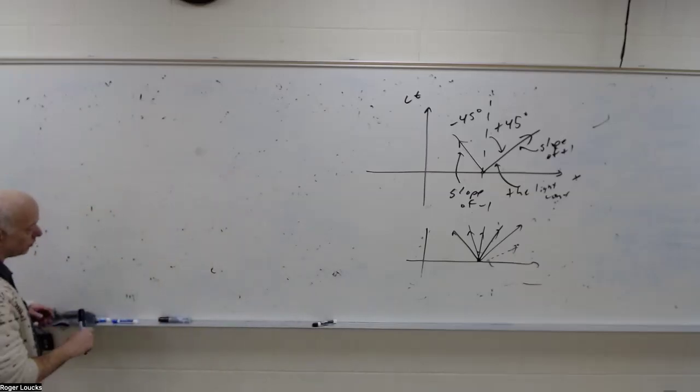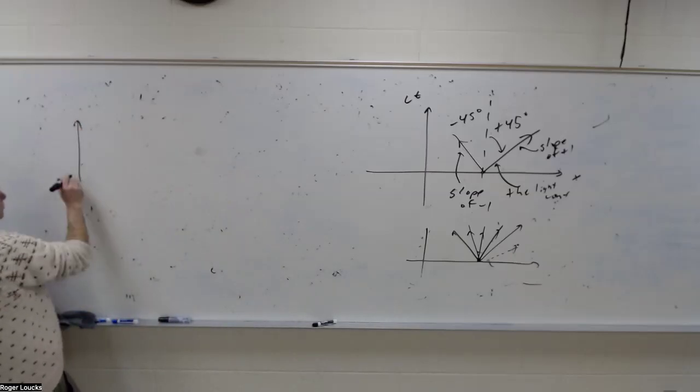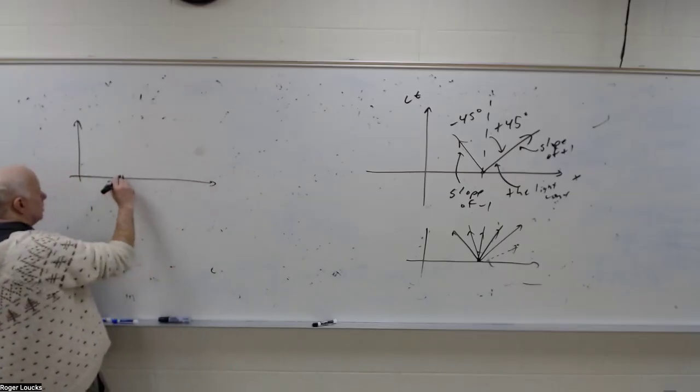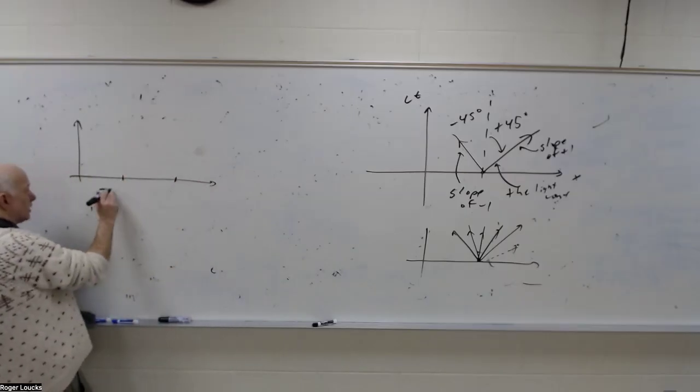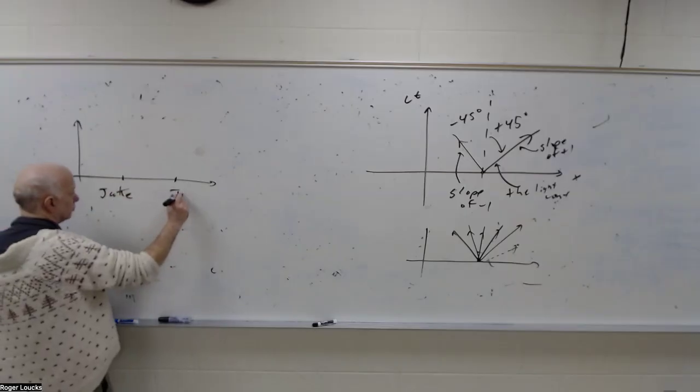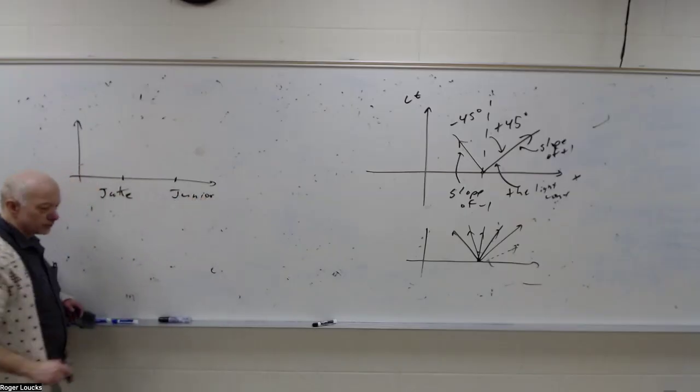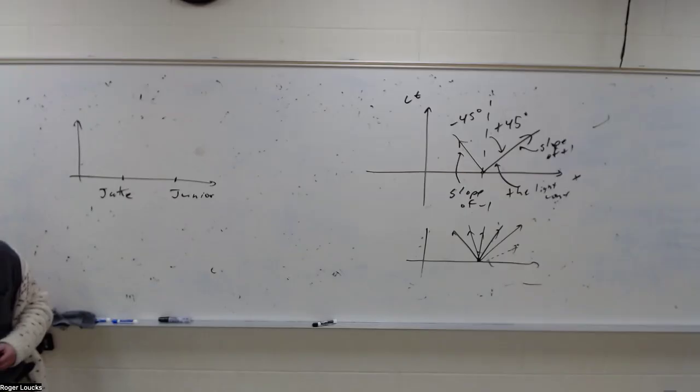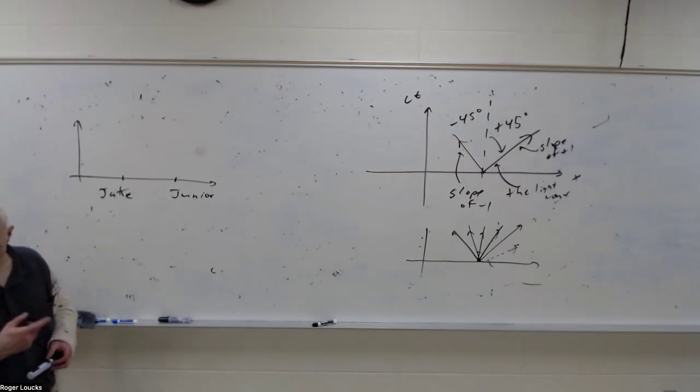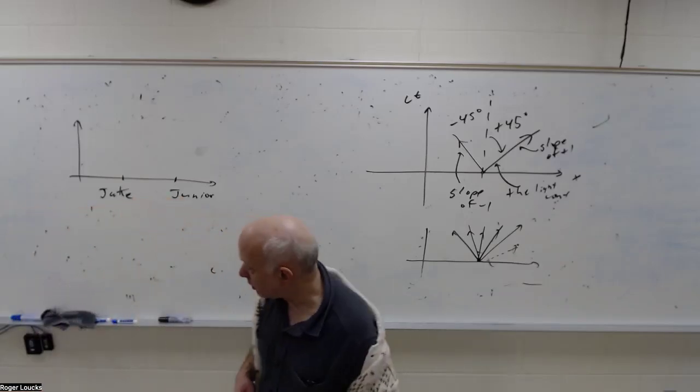From a practical point of view, here's Jake. Here's Junior. What I want you to do is communicate with lasers. You're going to have a laser, you're going to shine it at Junior. As soon as Junior gets the laser, he's going to shine it back at you. And you're going to shine laser beams back and forth between the two. What's it going to look like?